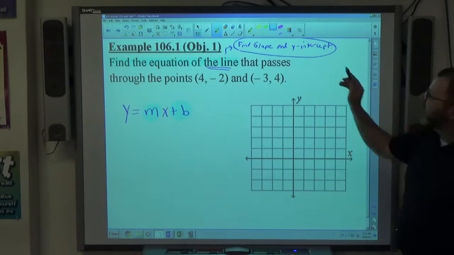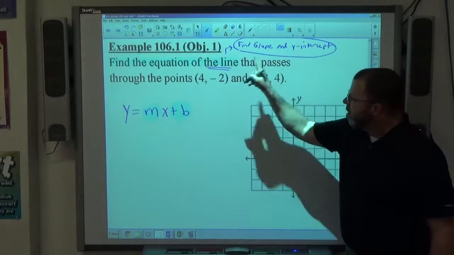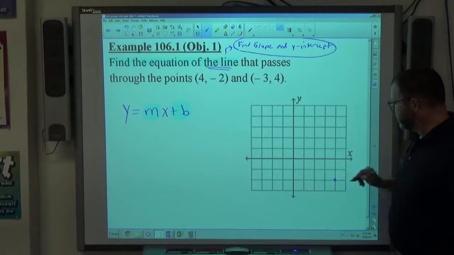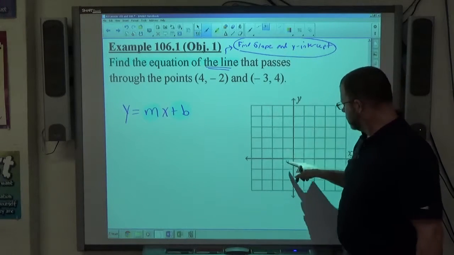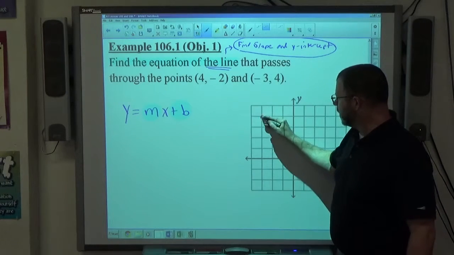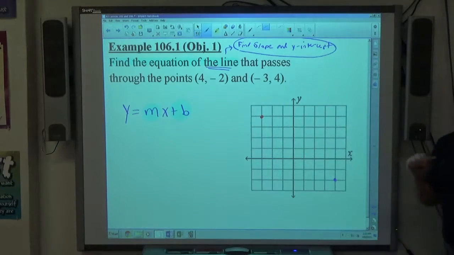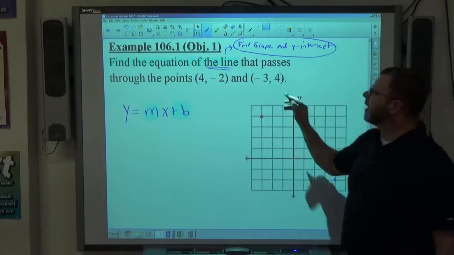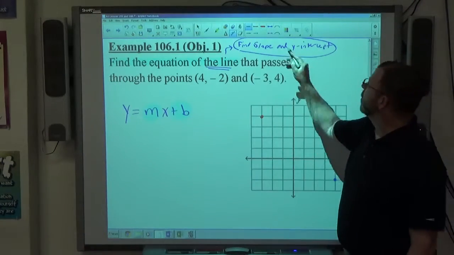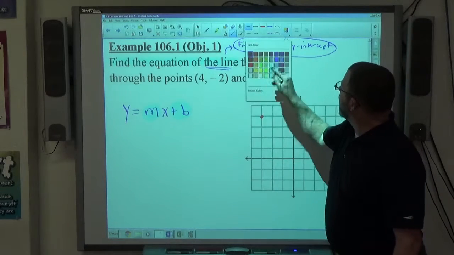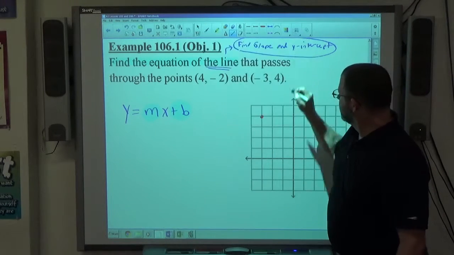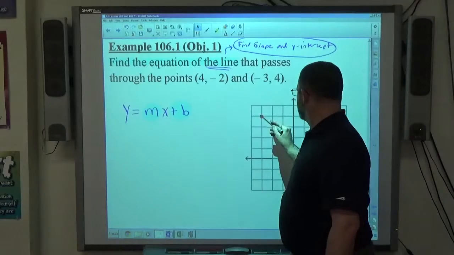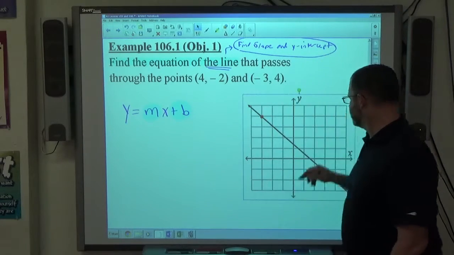So, if I take the 2 points they give me, (4, -2) right here, and (-3, 4) right here, the line I care about passes through those 2 points. Okay, I want to plot both of those points on my graph paper. I want to get a straight edge. I don't want to draw this by hand. And I want to connect those dots with a nice straight line. There's my line.